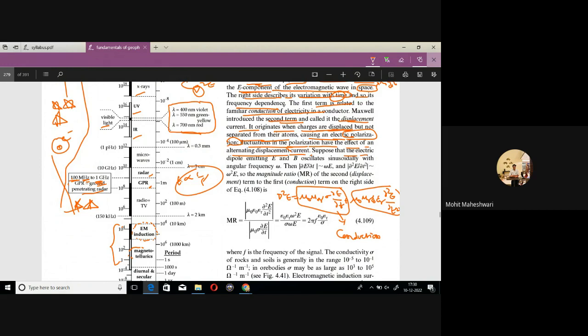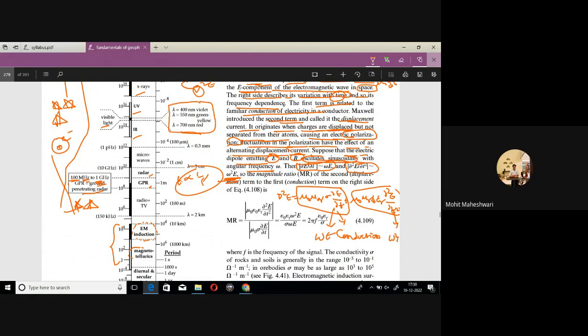Now suppose that the electric dipole emitting E and B oscillate sinusoidally with the angular frequency. So we can replace del E by del t with omega E, and del square E by del t square with omega square E. This happens when the electric and magnetic field components oscillate sinusoidally. In these terms we can write del E by del t as omega E, and this as omega square E.